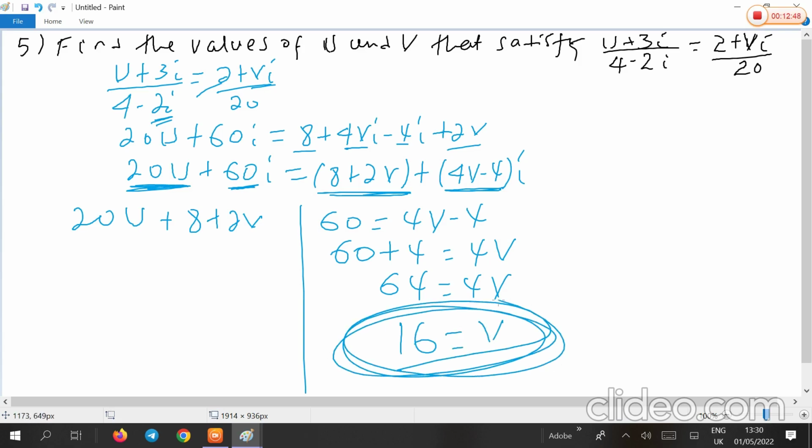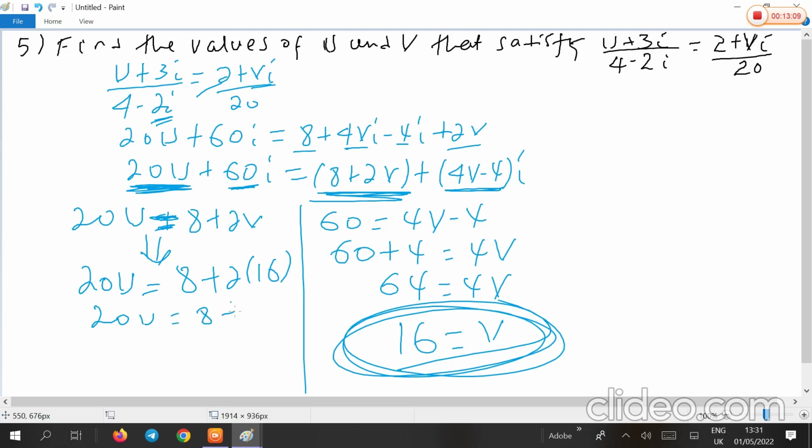If v is 16, what will u be? Coming back to the real parts, 20u equals 8 plus twice v. Since v is 16, 20u equals 8 plus twice 16, which is 32. So 20u equals 40. Dividing both sides of the equation by 20, u equals 2. The value of u is 2.